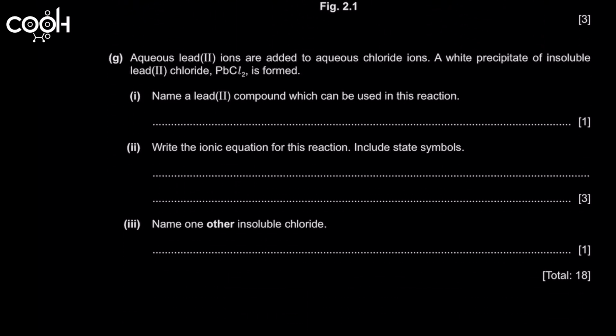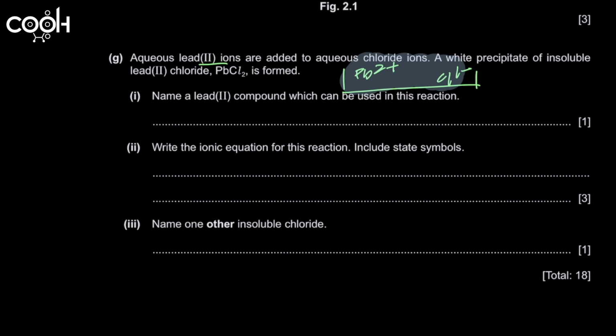Okay. Aqueous lead ions are added to aqueous chloride ions, and a white precipitate of insoluble lead 2 chloride is formed. Well, obviously, you have the lead ions. So if I draw a beaker right here, you have the lead 2+ ions, and you are adding them to the chloride ions, right? Again, a precipitate would form, and this reaction is called a precipitation reaction because lead chloride is insoluble. That is the reason why the white precipitate is forming, because lead chloride is an insoluble salt.